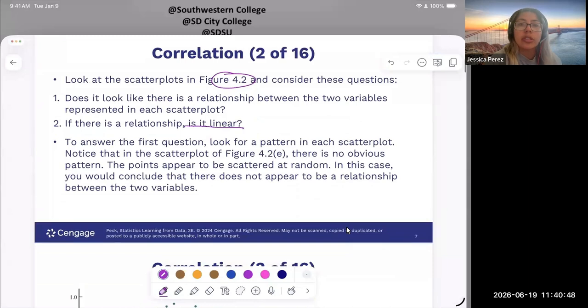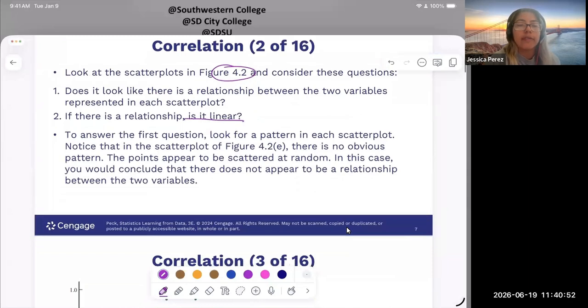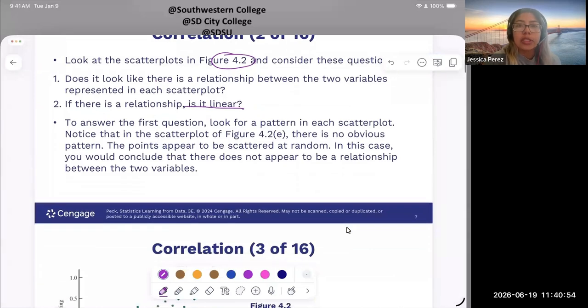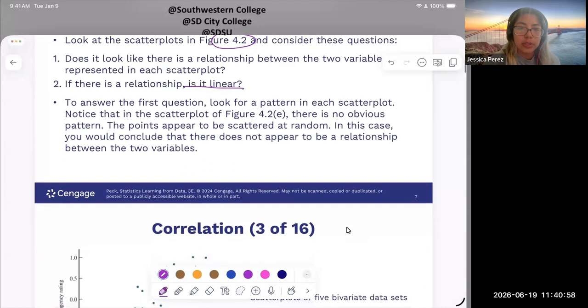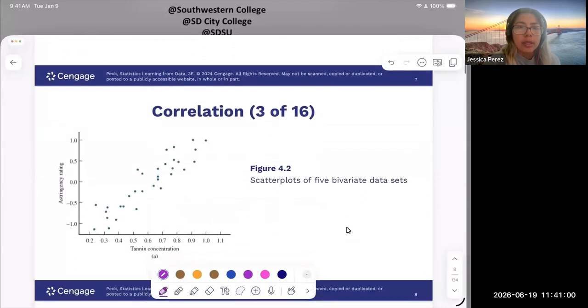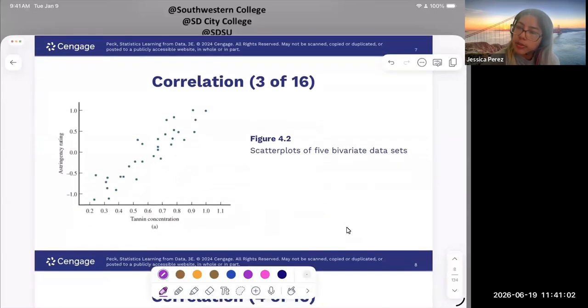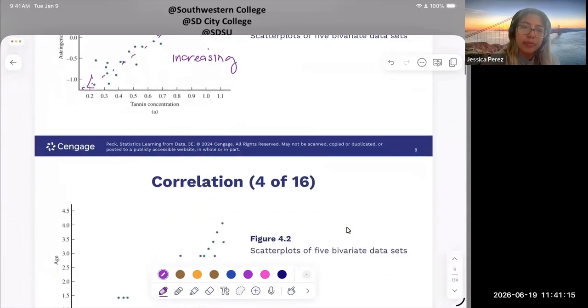To answer the first question, look at the pattern in each scatter plot. Notice that in this scatter plot, there's no obvious pattern. The points appear to be scattered at random. In this case, we would conclude that there is no relationship between the two variables. Well, look at this one. Notice that if I make a line, it looks like the points are increasing. They have an upward slope.